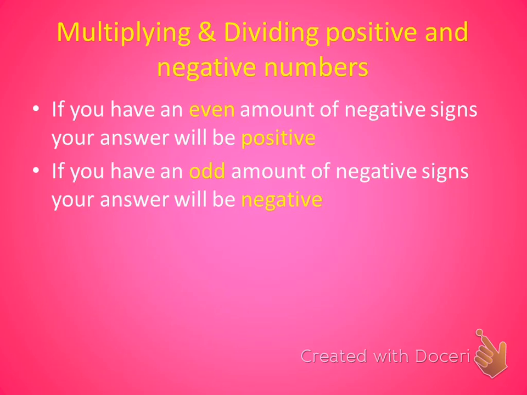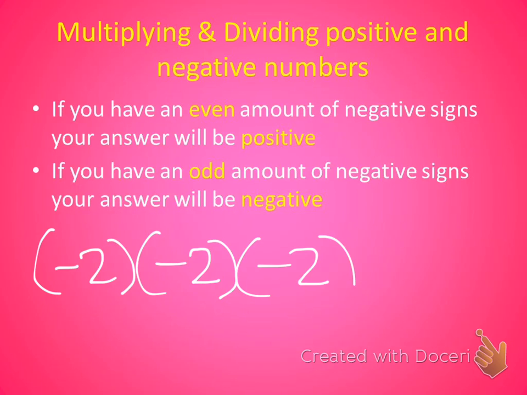You will always know what your answer is going to be by counting up how many signs you have, okay? So if I had a problem like this, let's say I had -2 times -2 times -2, I can count up how many numbers I have that are negative. 1, 2, 3. If that number is odd, I automatically know my answer is going to be a negative. But if that number is even, I automatically know my answer is going to be positive.